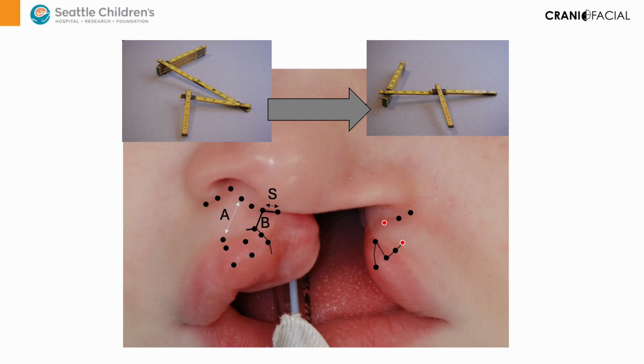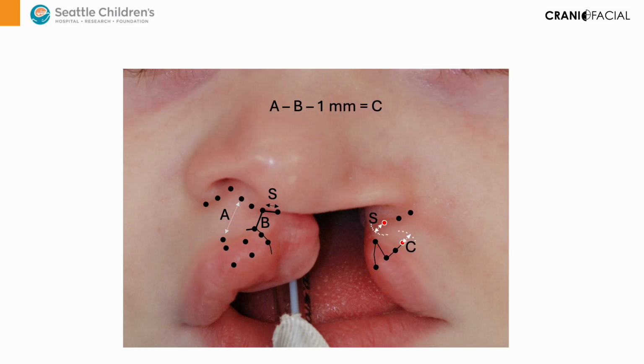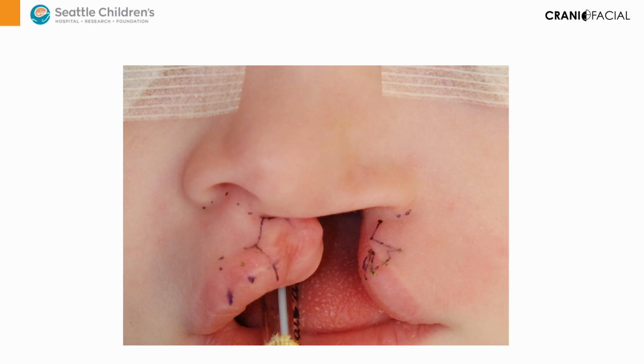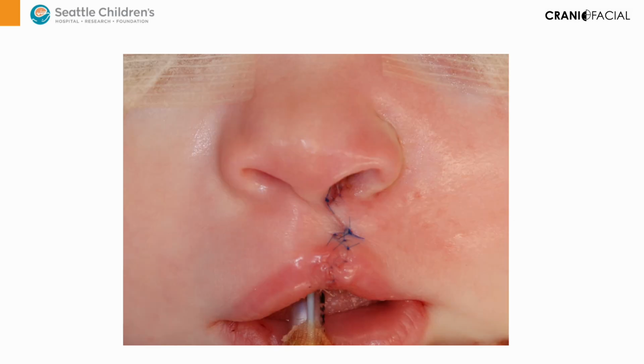The philtral height needs to be coincident with the edge of the triangle on one side. We can draw arcs and find where the philtral height fits in between the two. And then draw in our triangle and our sill portion of the incisions. Here are the markings in real life and at the completion of surgery.